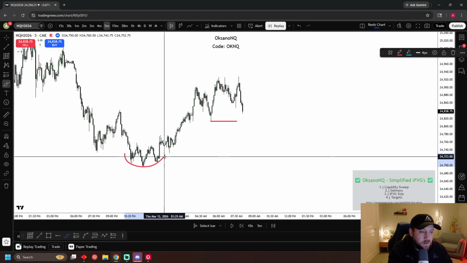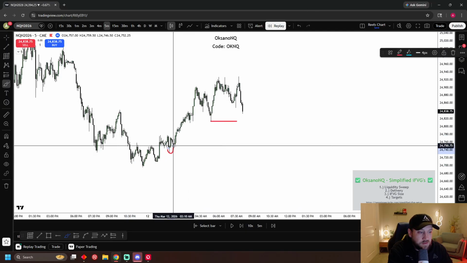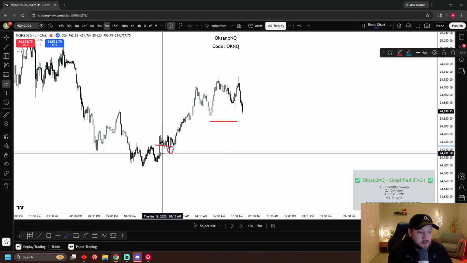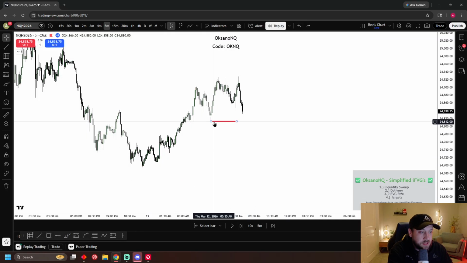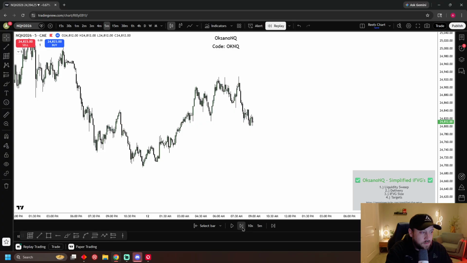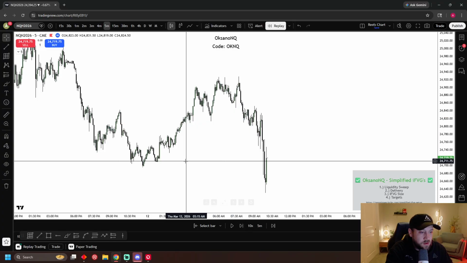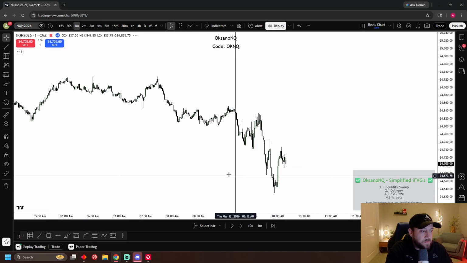Now, when I look at this low, see how obvious it is? That's delivered out of this super obvious bullish 5-minute. I would be more interested in that than in something like this. So you don't want lows that are in the middle of chop. You want lows like this. We sweep that low, look at that reaction, right?